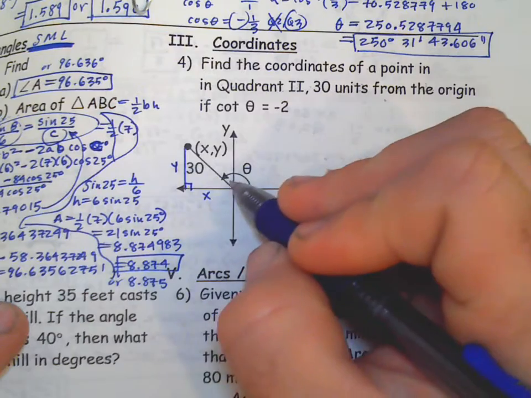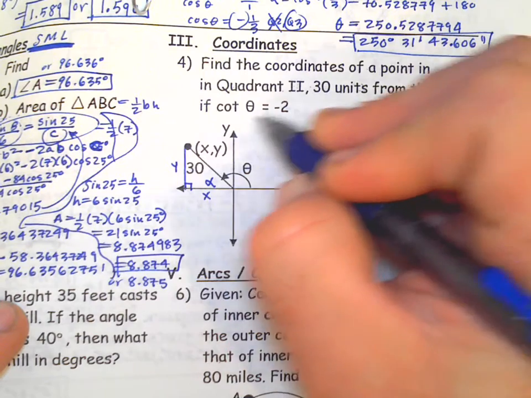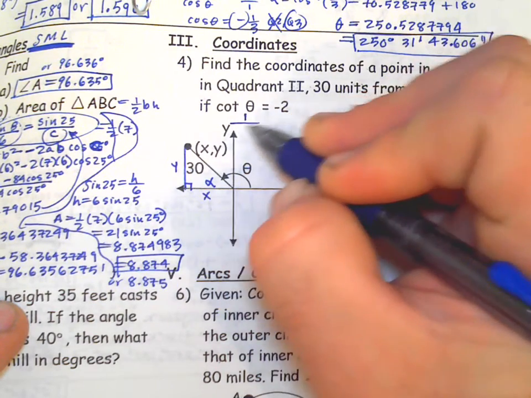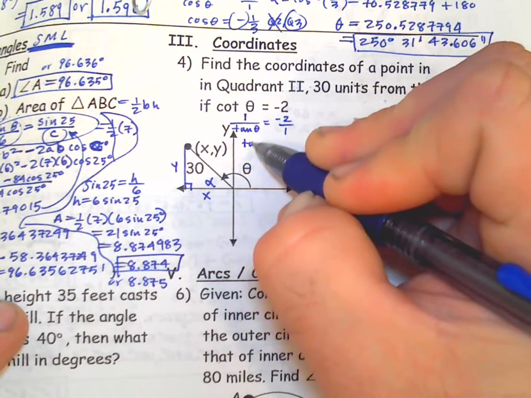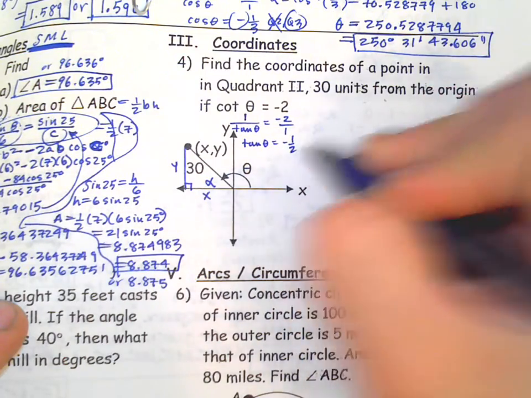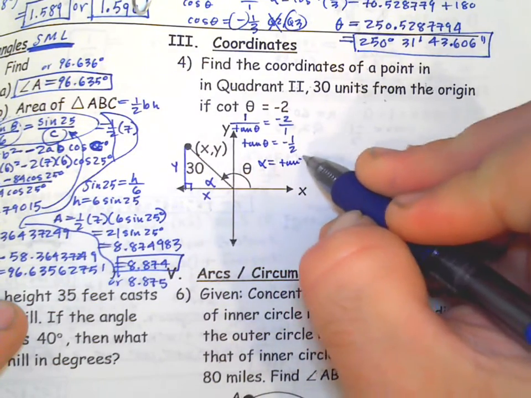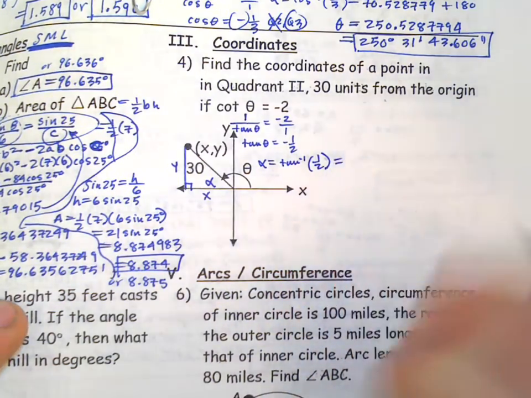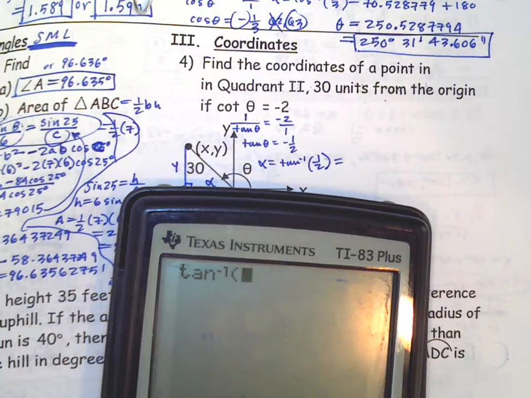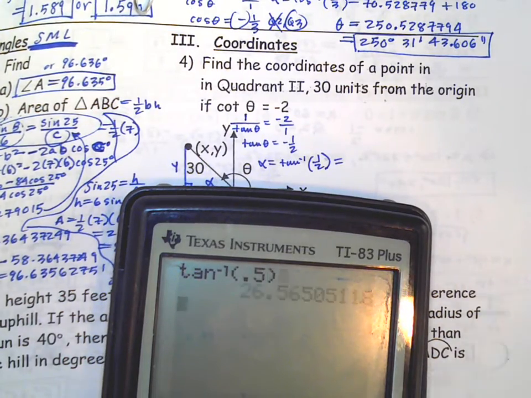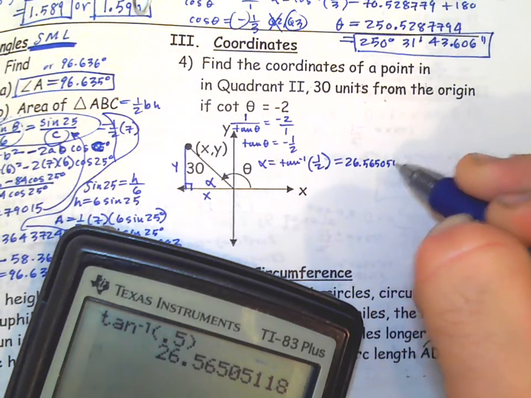Now, I think I need to find this angle, or I need to find alpha from this. So cotangent is the same as 1 over tangent, right? And then I could flip both sides. And then I can find alpha by doing inverse tangent of 1/2. Inverse tangent of positive 0.5, 26.56505118.